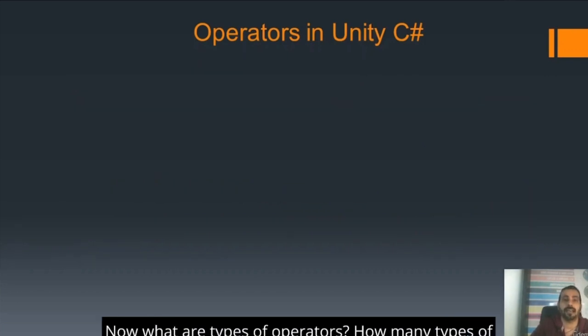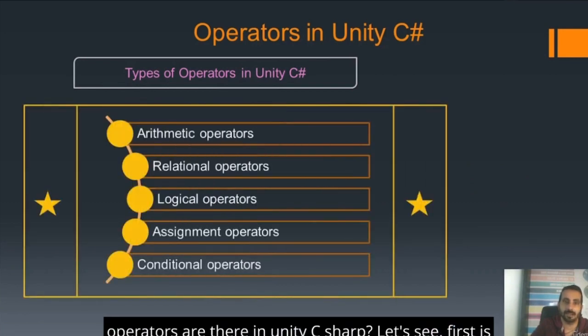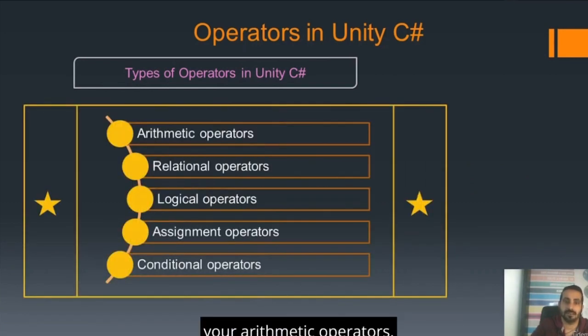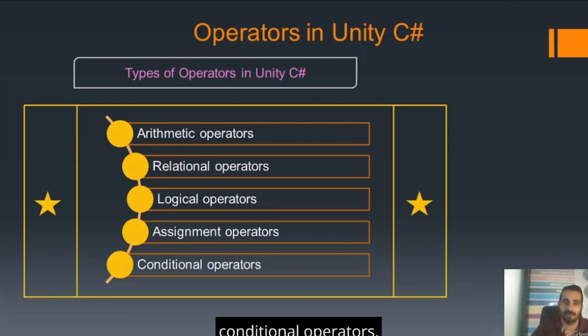Now, what are the types of operators? How many types of operators are there in Unity C#? Let's see. First are your arithmetic operators, then we have relational operators, then logical operators, then assignment operators and conditional operators.